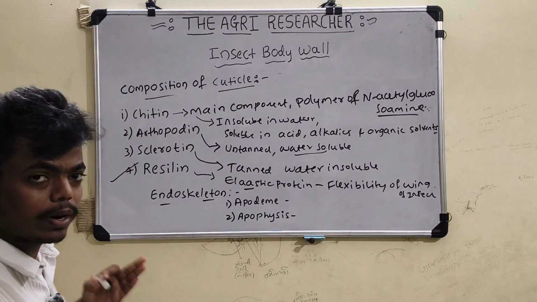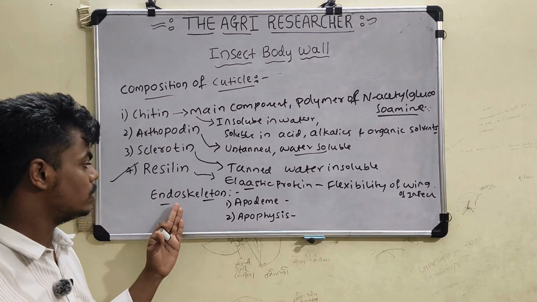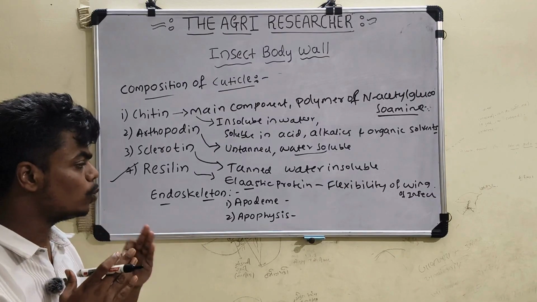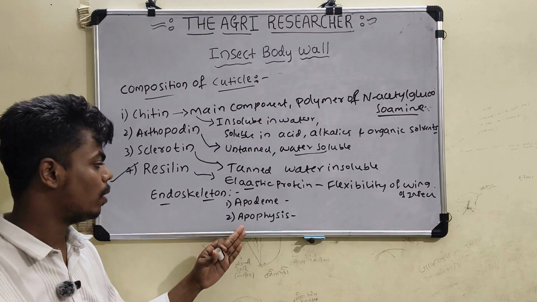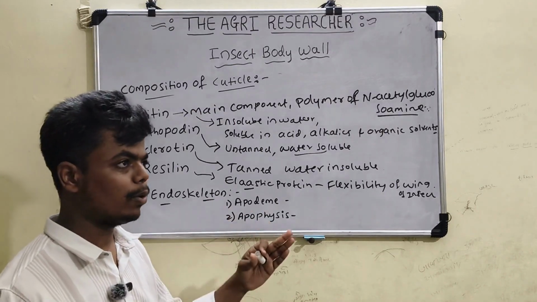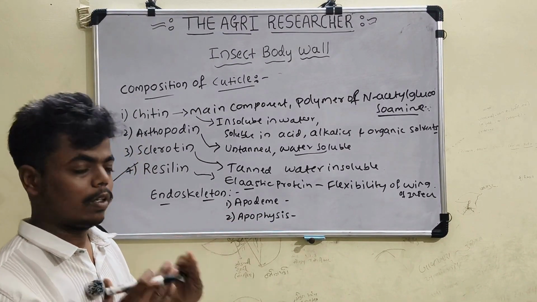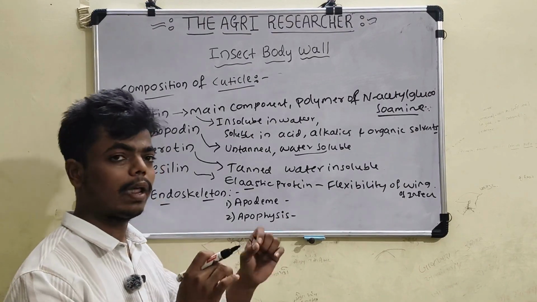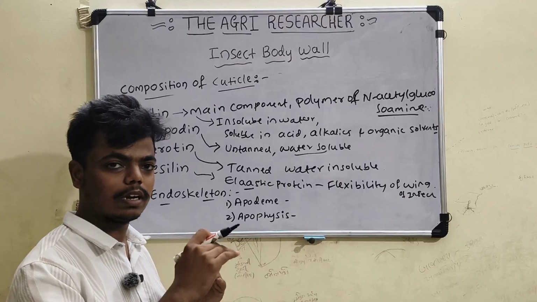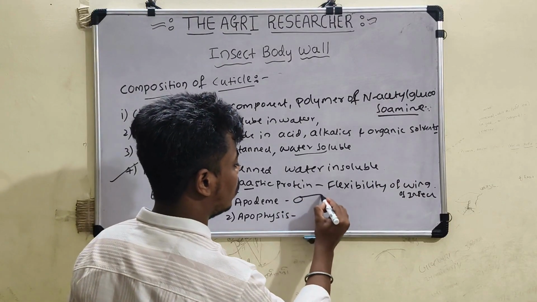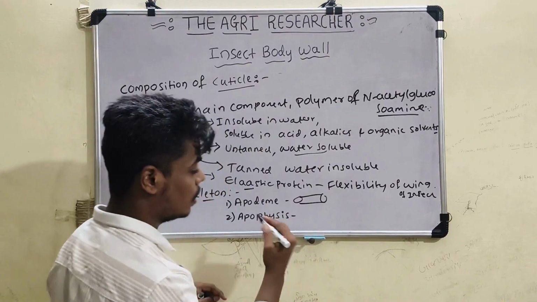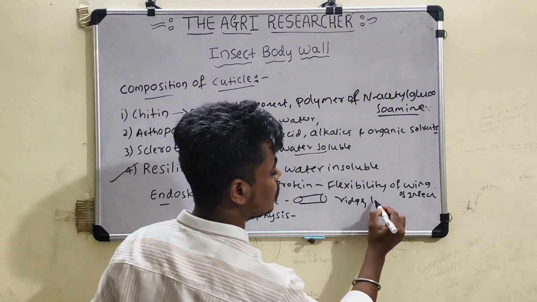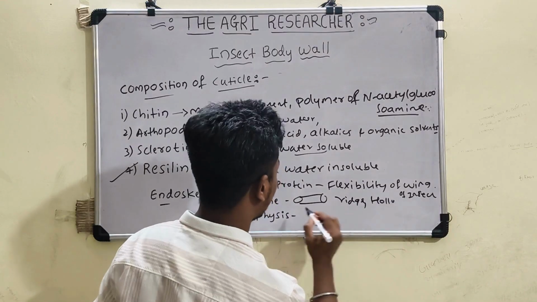What is the endoskeleton? It provides space and muscle attachment. It is very important. And in this endoskeleton, two processes will come: apodeme and apophysis. What is apodeme? Apodeme is nothing but a hollow invagination of the body wall. Hollow means it is like a pipe, with open space inside, like that. It is ridge like and a hollow invagination of the body wall. This also they will ask many times.